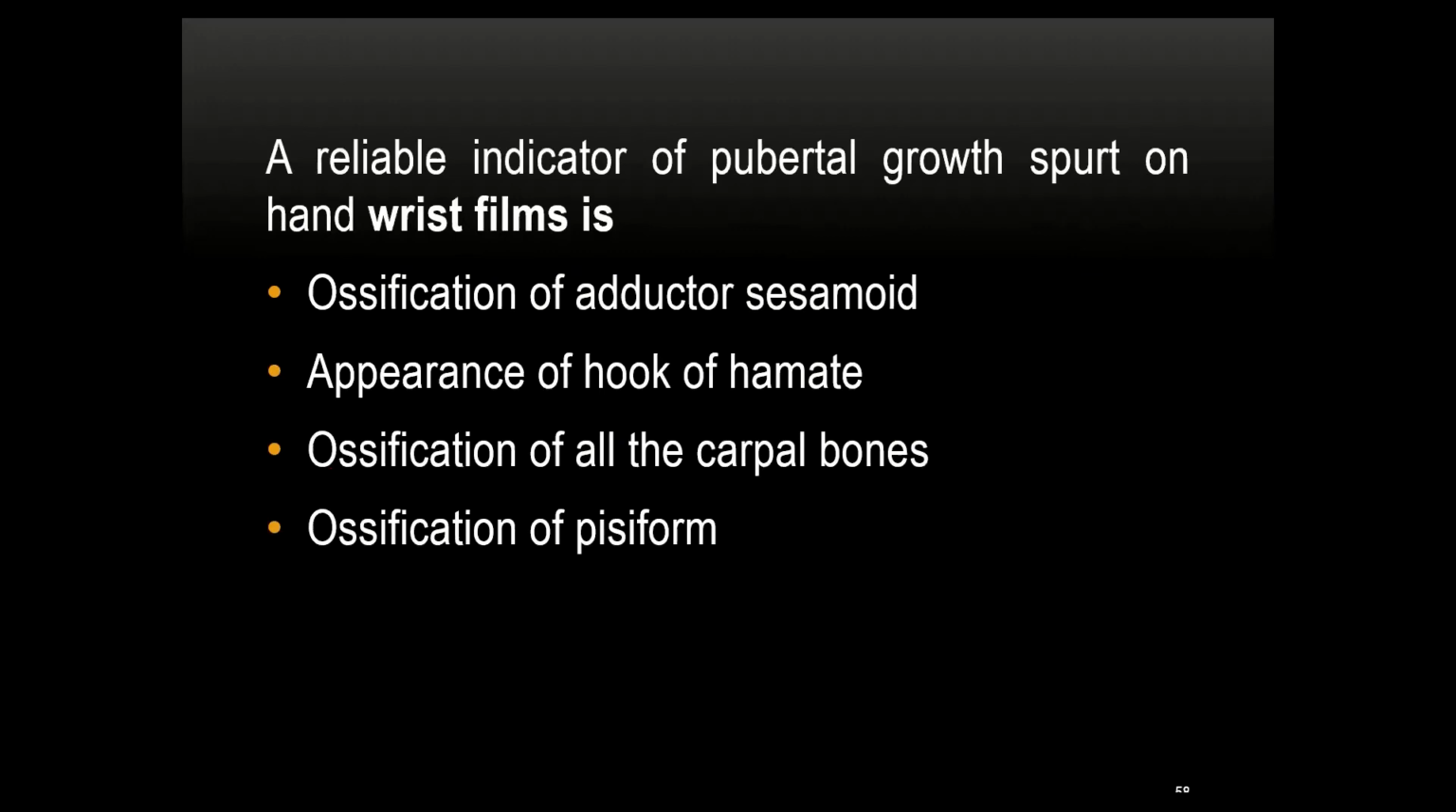Now, a reliable indicator of pivotal growth spot on hand wrist radiograph is ossification of adductor sesamoid. This we have seen. And apart from that, which other one is there? It is MP3.